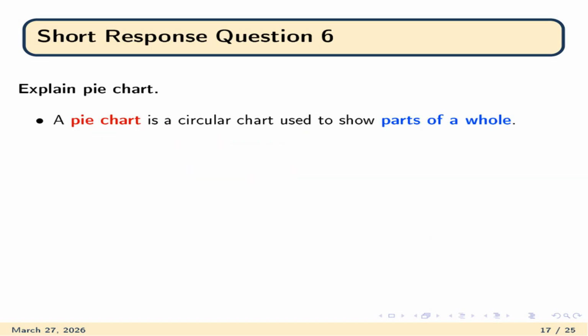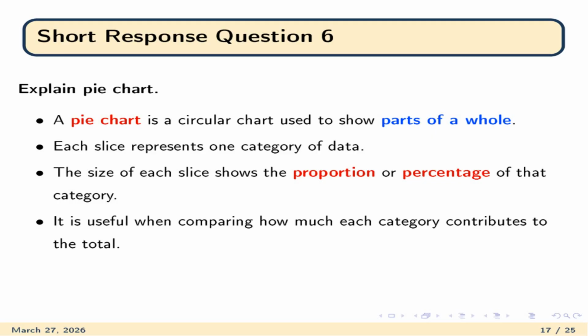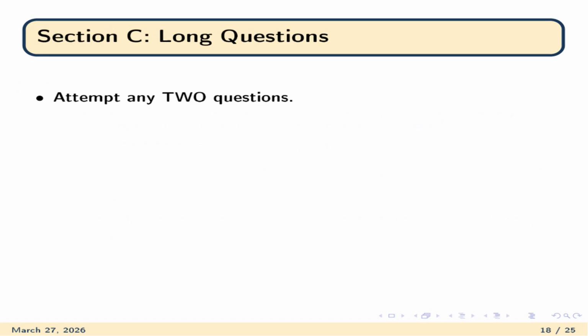Explain pie chart. A pie chart is a circular chart used to show parts of a whole. Each slice represents one category of data. The size of each slice shows the proportion or percentage of that data category. It is useful when comparing how much each category contributes to the total.